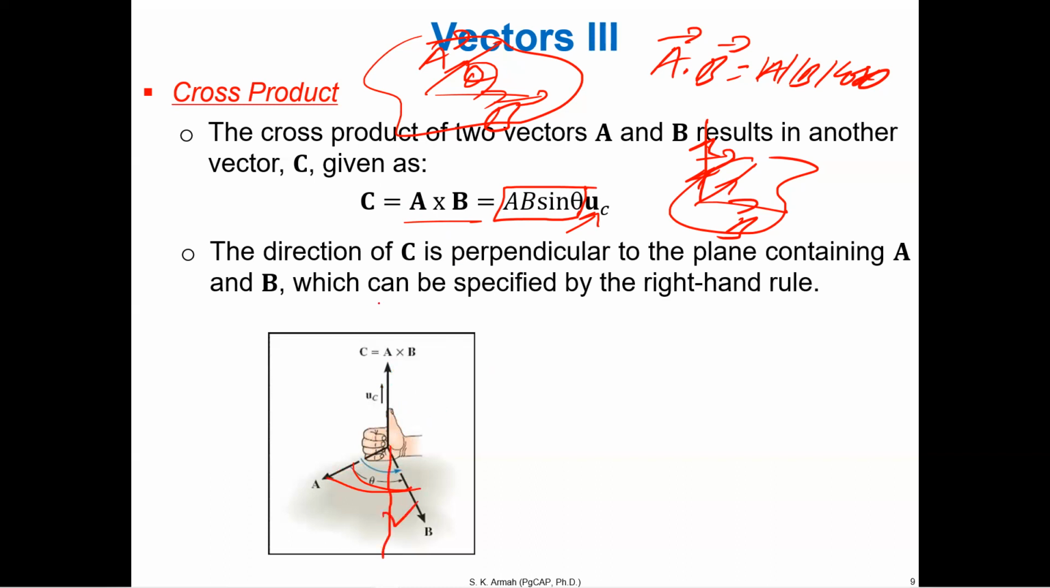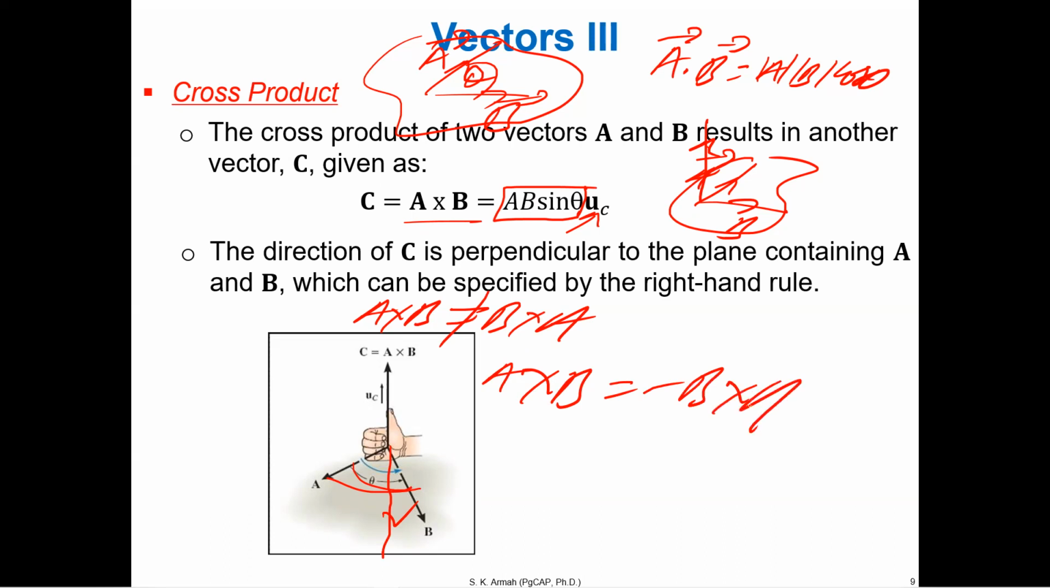So in cross product, A cross B is not the same as B cross A; actually A cross B is the negative of B cross A. In dot product, A dot B is equal to B dot A. You get the same. But in the vector product, one is the opposite of the other.